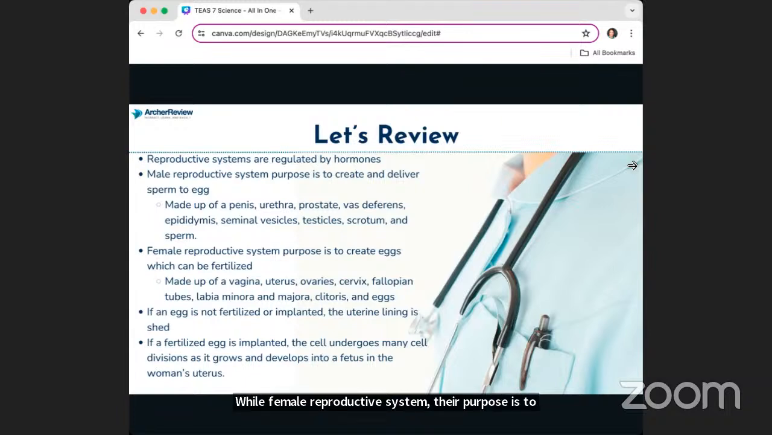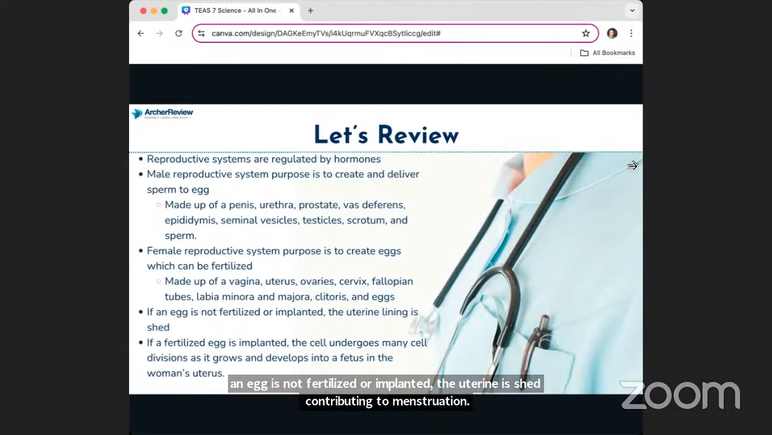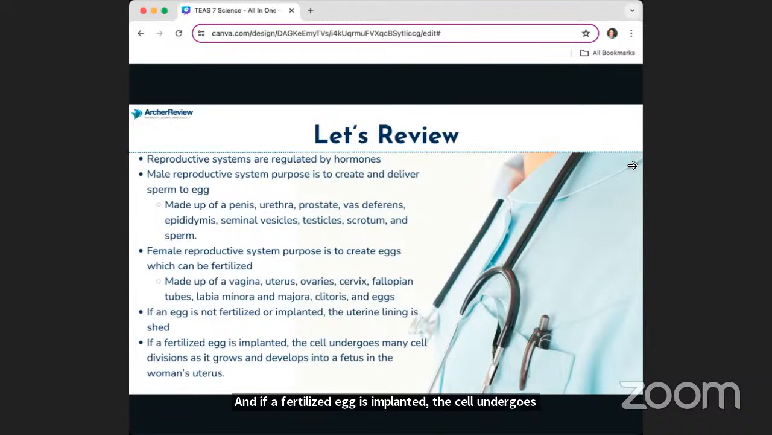And those systems are made up of the vagina, uterus, ovaries, cervix, fallopian tubes, the labias, the clitoris, and eggs. If an egg is not fertilized or implanted, the uterine lining is shed, contributing to menstruation. And if a fertilized egg is implanted, the cell undergoes many cell divisions and it grows and develops into a fetus in the woman's uterus.